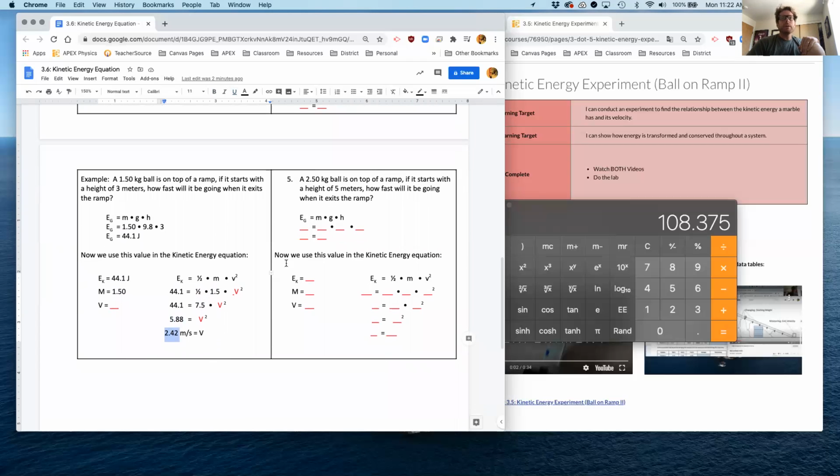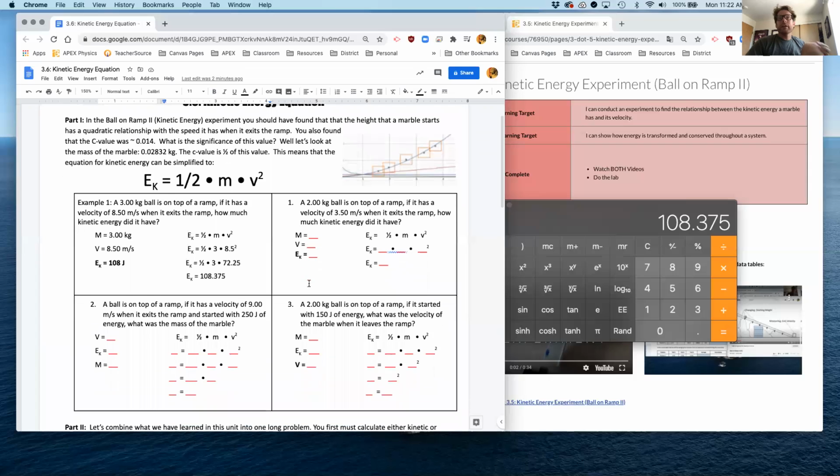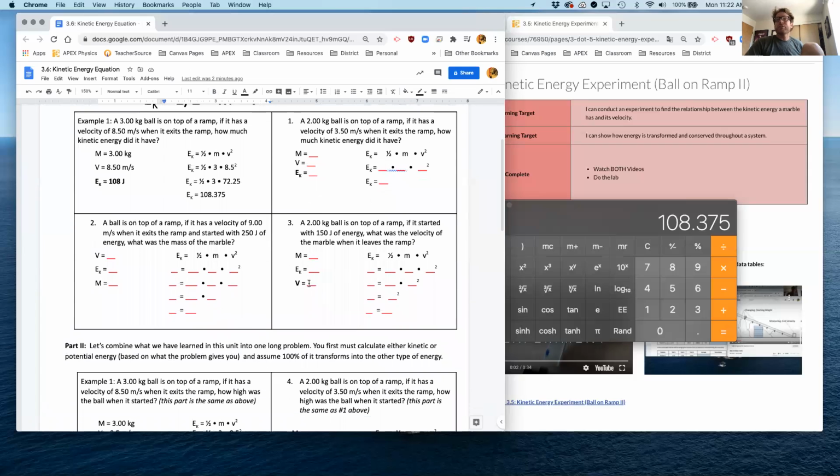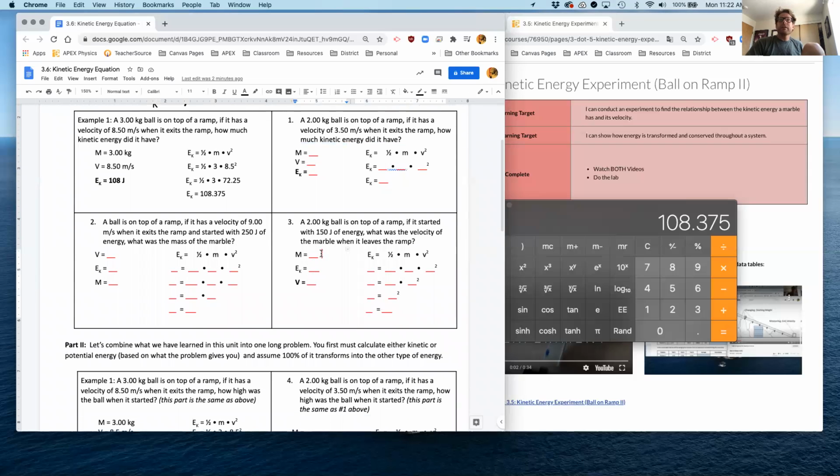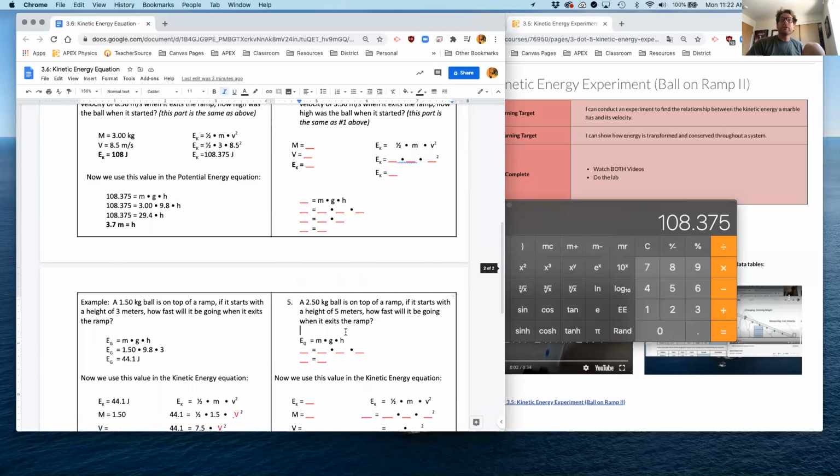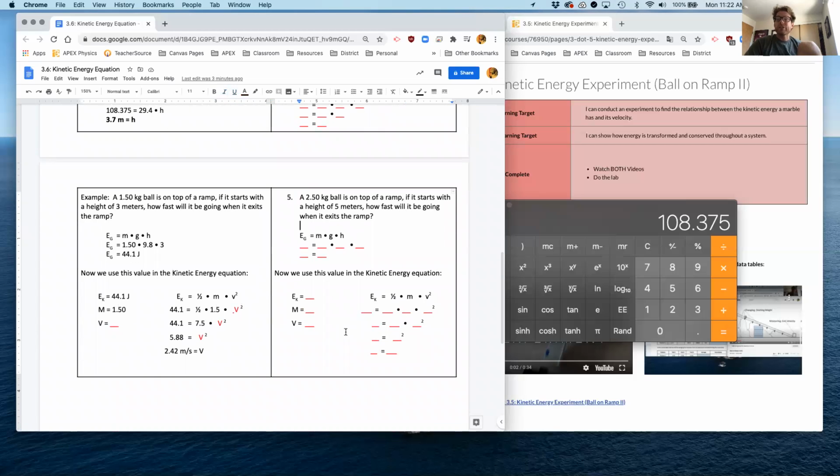Cool. The quiz is actually just entering these answers. So when you get an answer for these, you're just going to enter those answers on the quiz, and it'll show you how you do. And if you have any questions, let me know.